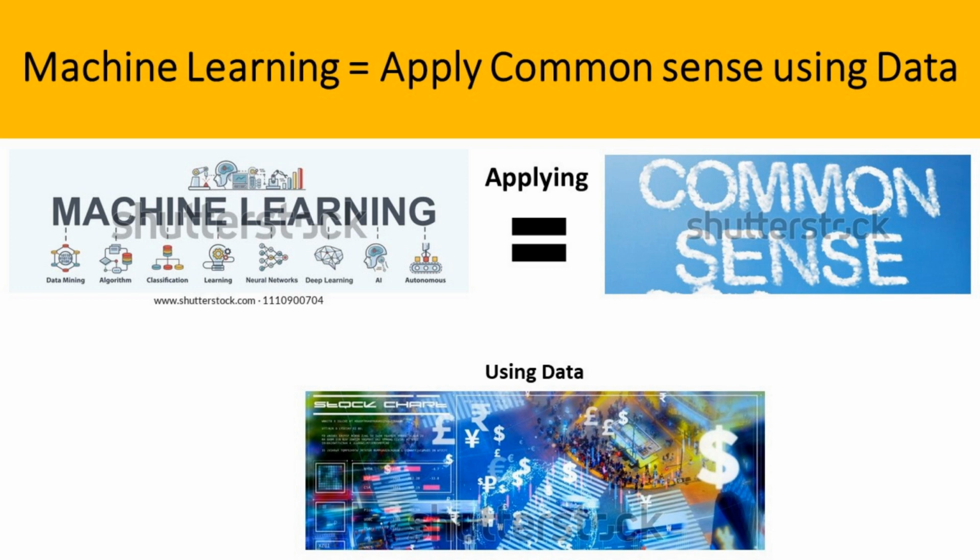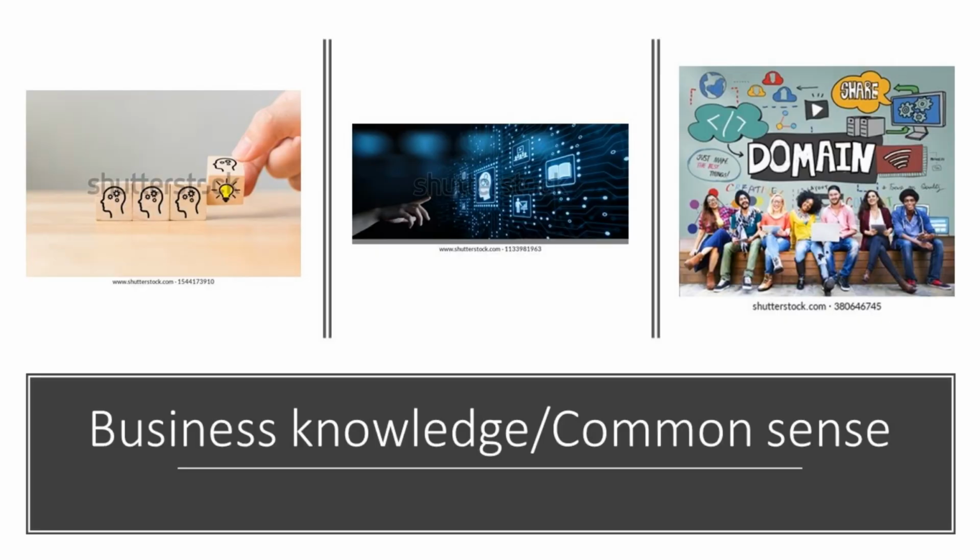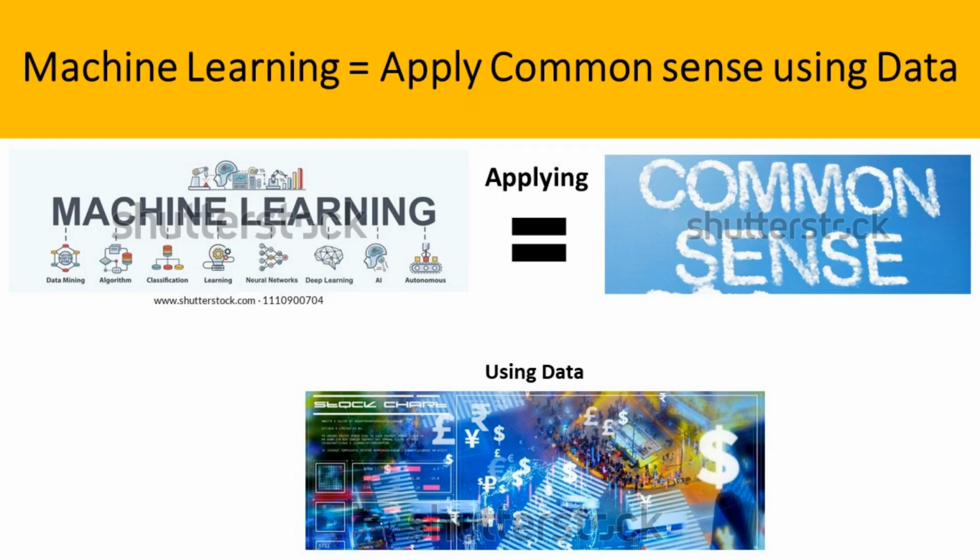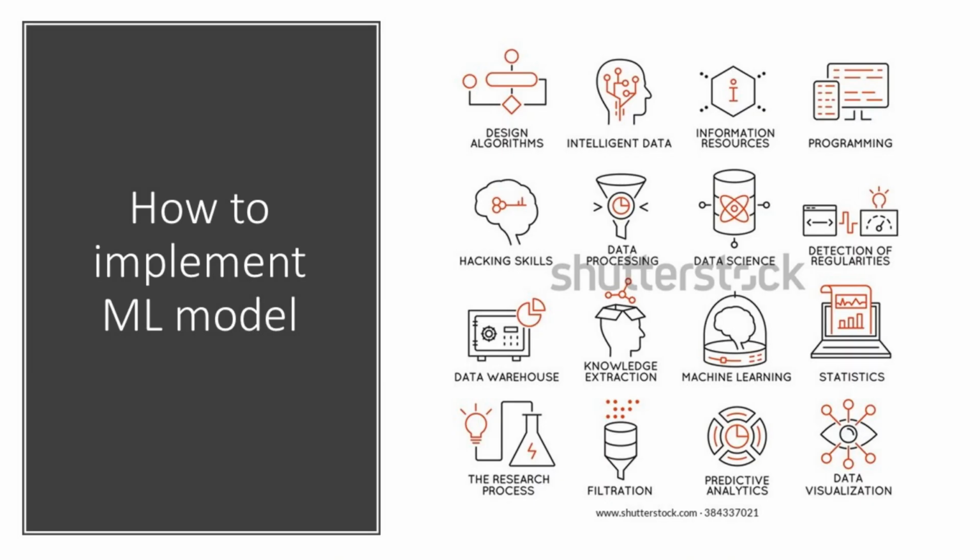So machine learning is nothing but applying your common sense using data. So you saw that we applied common sense, and basis common sense, we decided whether a person is likely to default or not. Machine learning is doing nothing but replacing that common sense with actual numbers. Now, we will also go a little bit into detail about how we are going to implement the machine learning models, as is the topic of today's presentation.